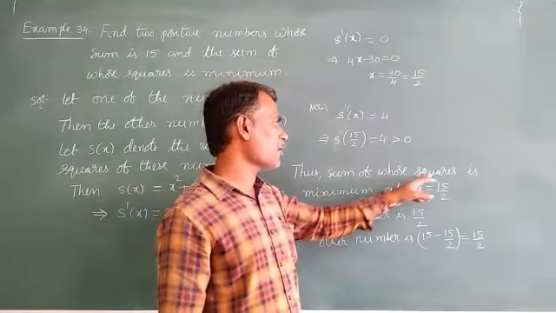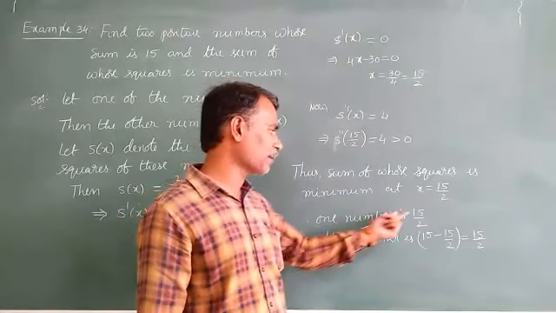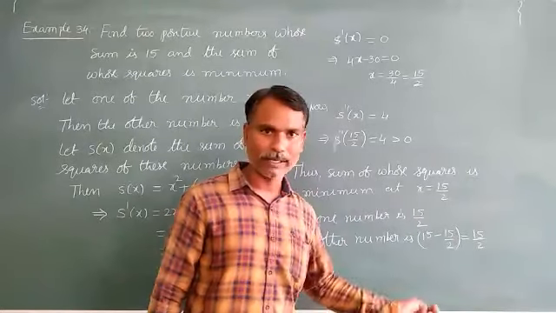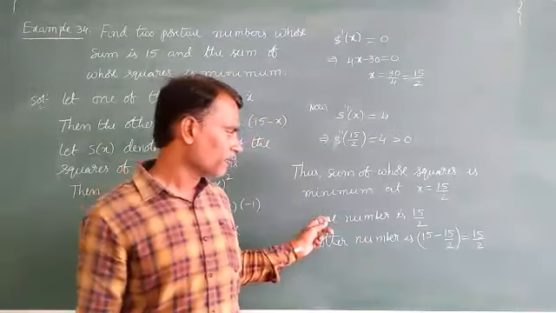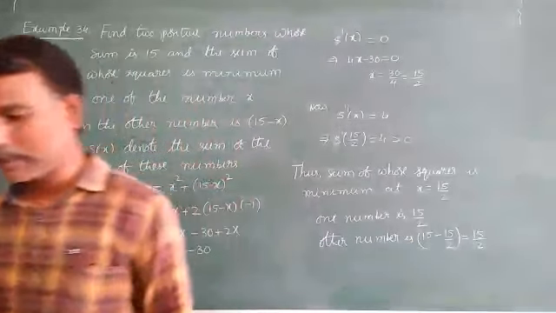So the sum of squares is minimum at x equal to 15 by 2. Finally, one of the numbers is 15 by 2 and the other number is 15 minus 15 by 2, which is also 15 by 2. I found the two numbers and also showed the minimum at x equal to 15 by 2.